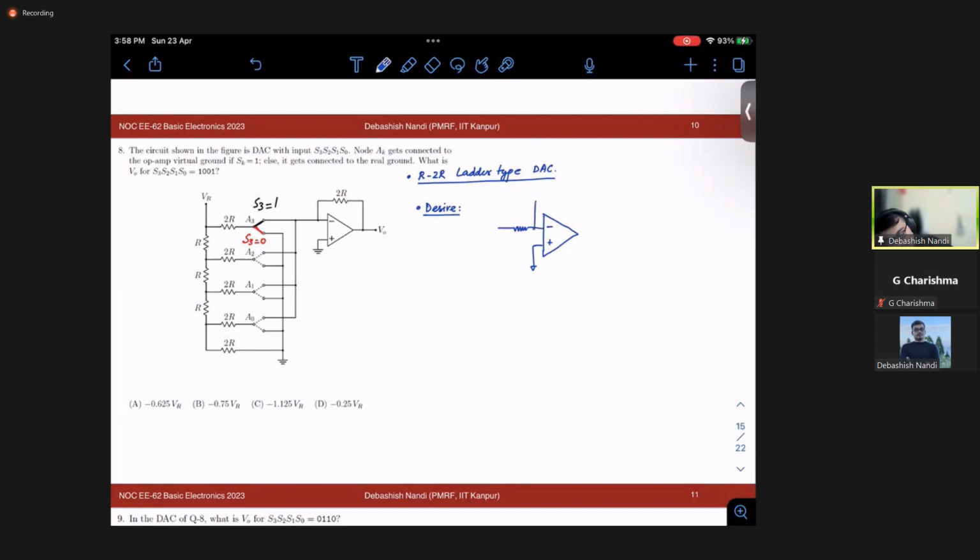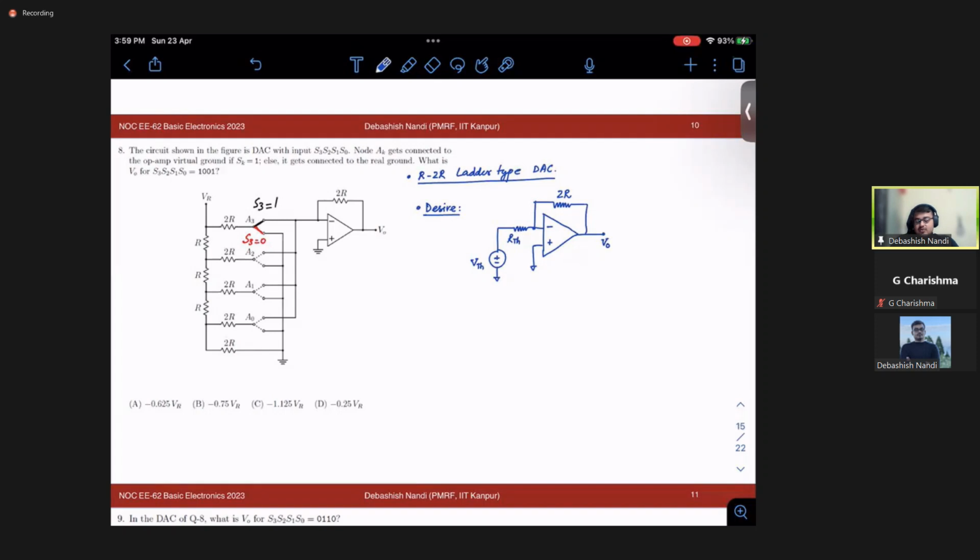My desire is to reduce this to a form we can handle pretty well, right? We have been solving this kind of negative feedback op-amp circuit for a very long time. So this is your RTH, some Thevenin resistance, and this is your, let's say, some VTH. This is your output, fine.